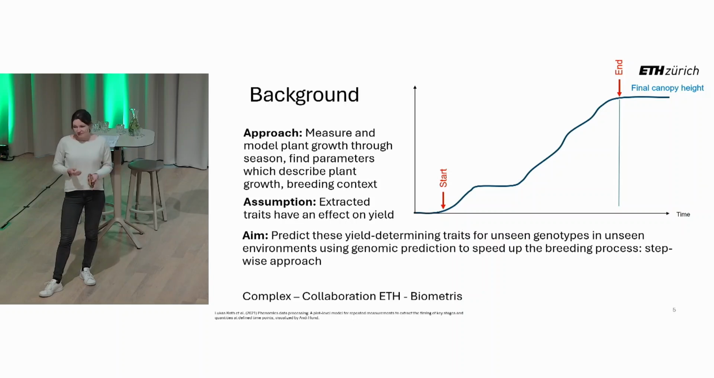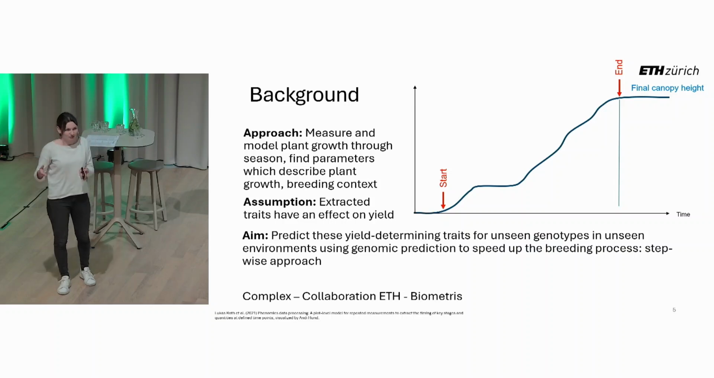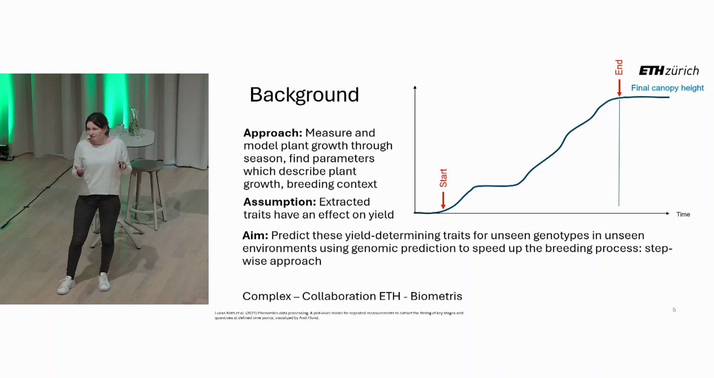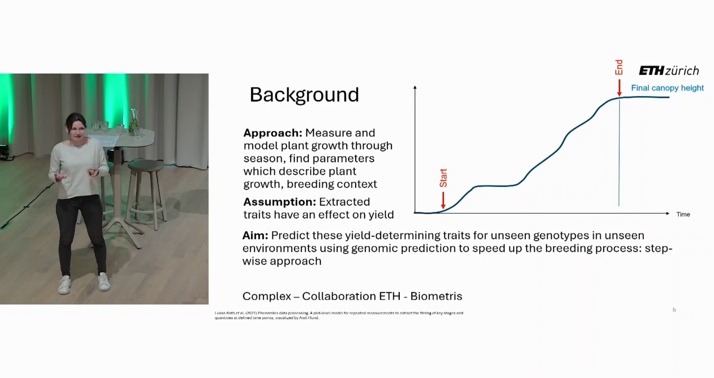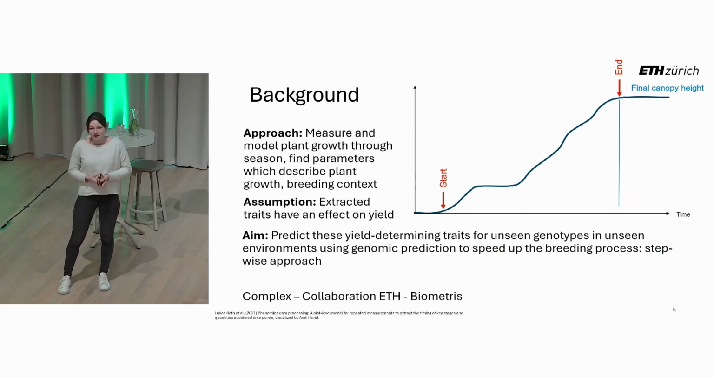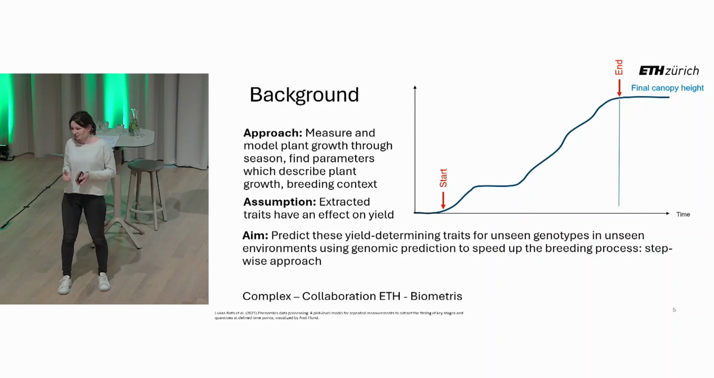Then our aim is to predict these yield-determining traits for unseen genotypes in an unseen environment by using genomic prediction, and to speed up the whole breeding process. So this is a stepwise approach. We measure crop growth, we model crop growth, we extract traits based on the modeled crop growth, and do a genomic prediction. Since this is quite a complex approach, we have this collaboration with the Biometris group here in Wageningen.